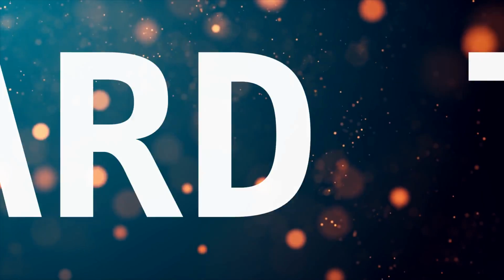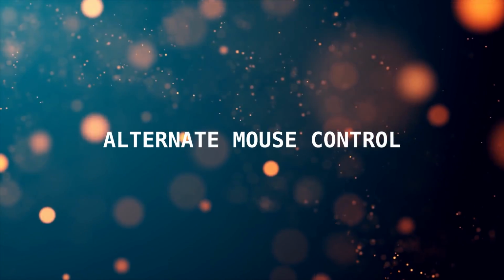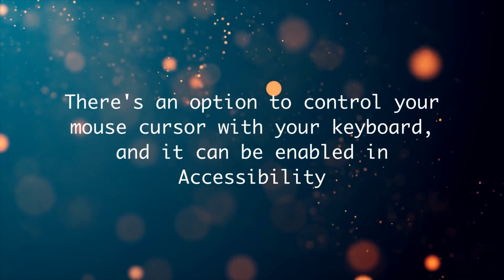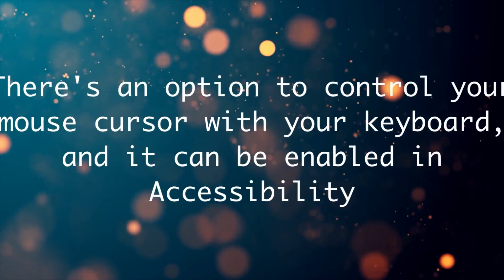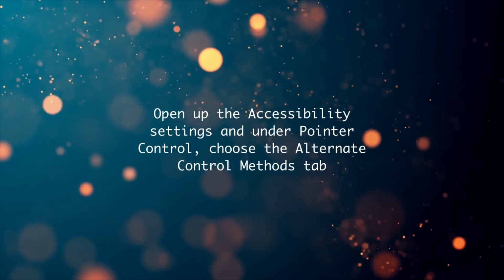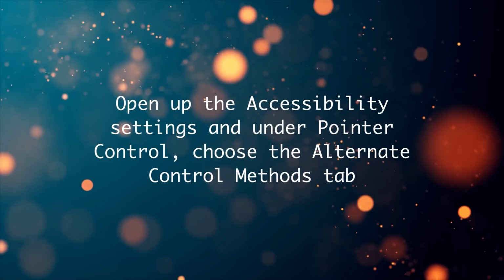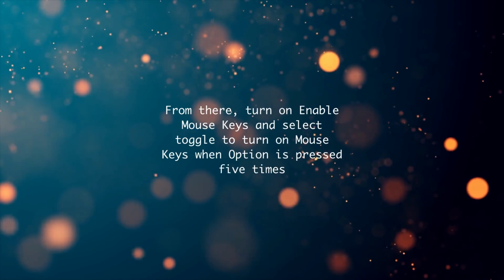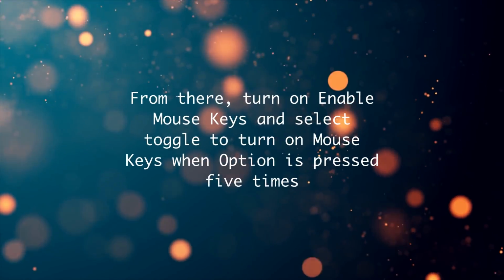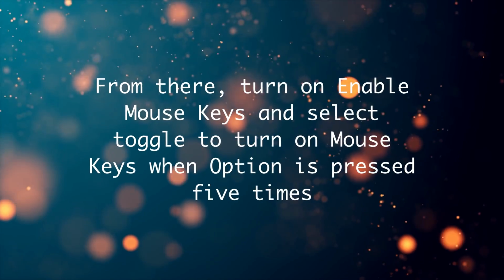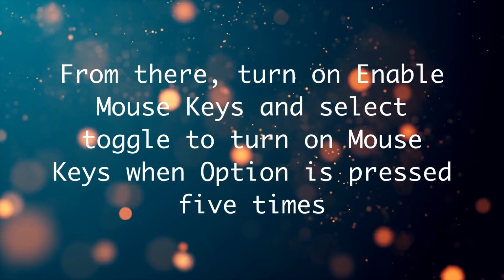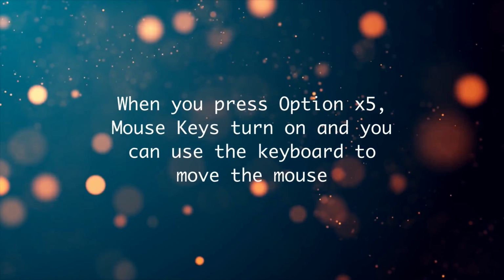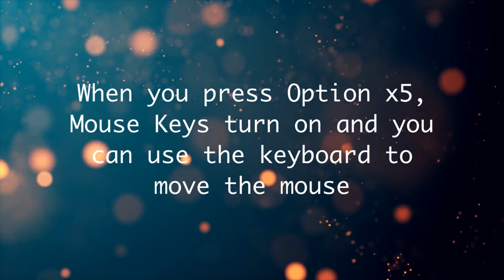Keyboard tricks. Alternate mouse control. There's an option to control your mouse cursor with your keyboard, and it can be enabled in Accessibility. Open up the Accessibility settings, and under Pointer Control, choose the Alternate Control Methods tab. From there, turn on Enable Mouse Keys and select Toggle to turn on mouse keys when Option is pressed 5 times. When you press Option five times, mouse keys turn on, and you can use the keyboard to move the mouse.